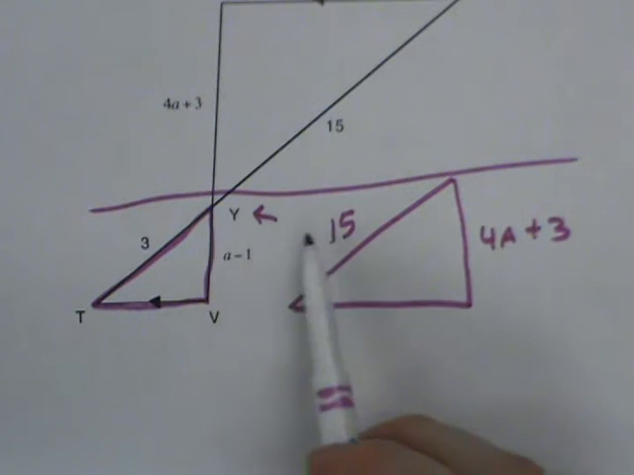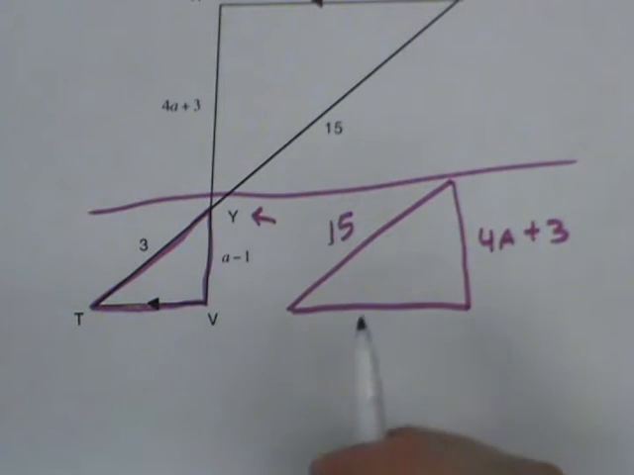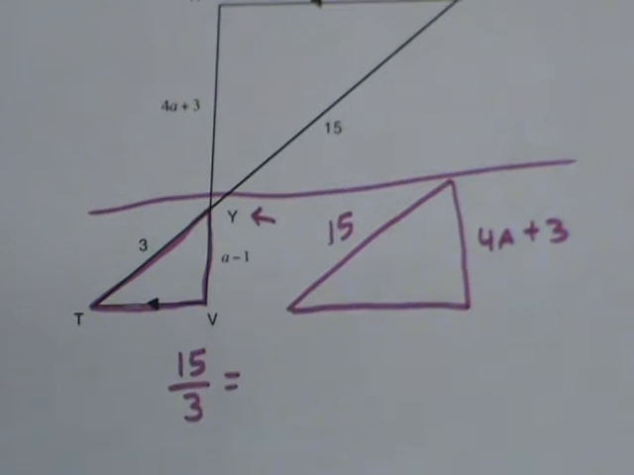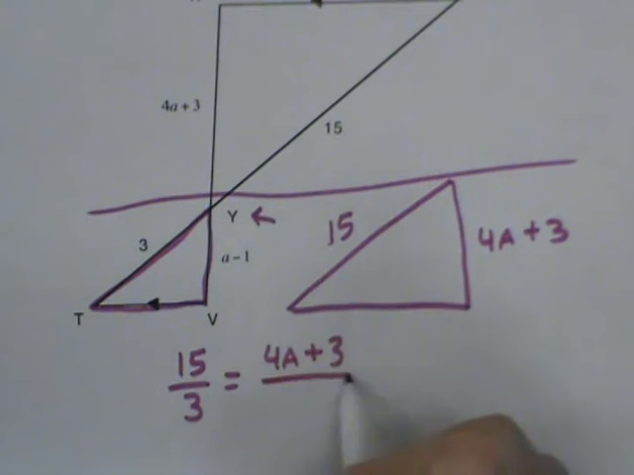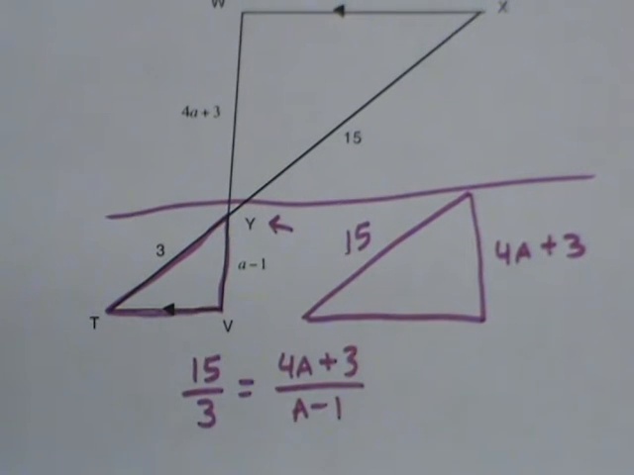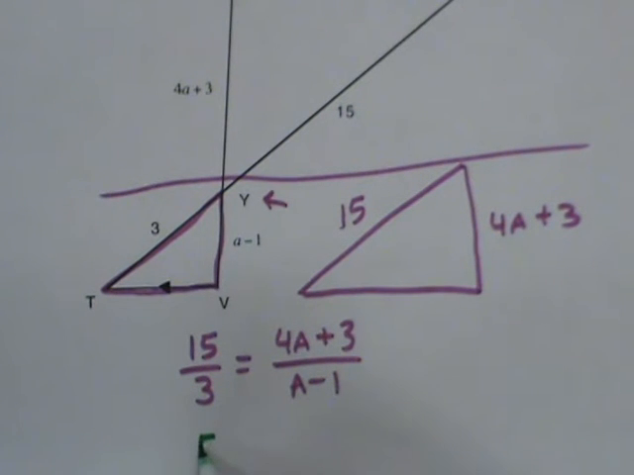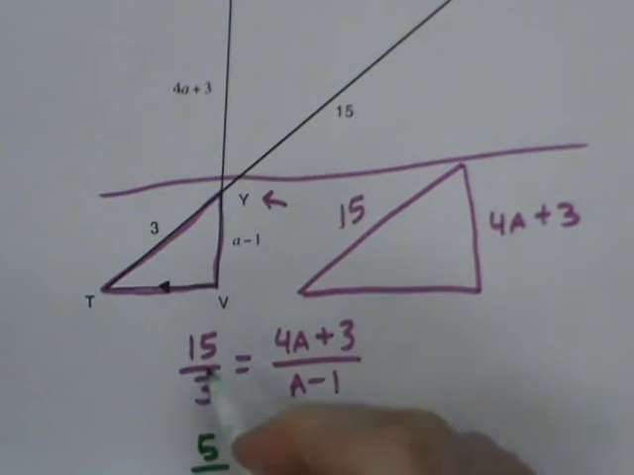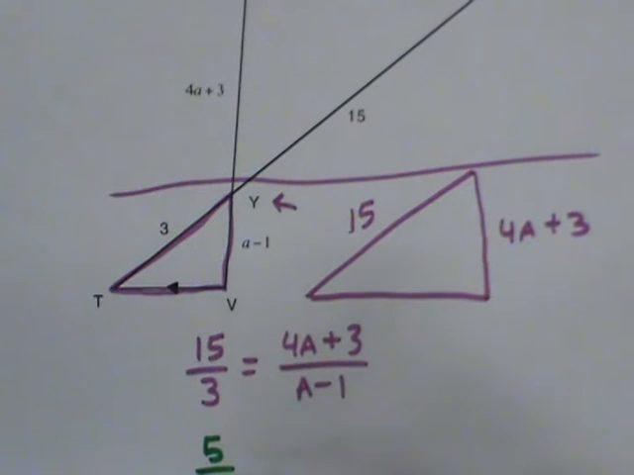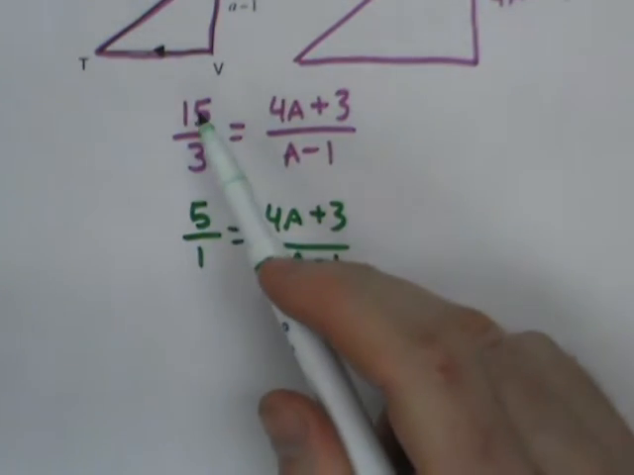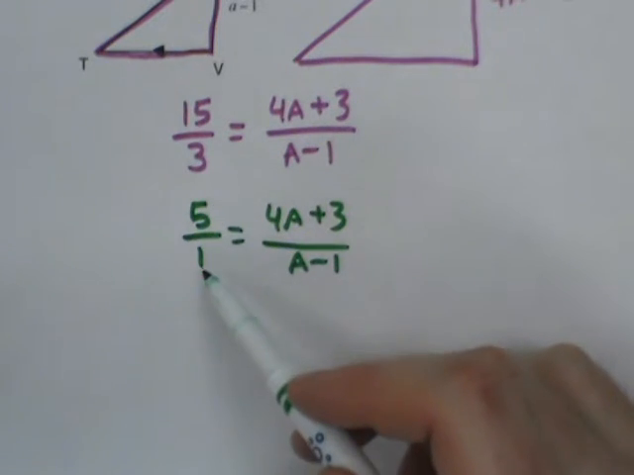Again, I like looking at those numbers that I can reduce. If I can reduce them, I'm going to go after those. I'm going to say 15 is to 3. Now because I started here, I have to start here as well. As 4a plus 3 is to a minus 1. If I can reduce my number, I will. In this case, I can. So I'm going to call this 5 over 1. I'm dividing top and bottom by 3. 5 is to 1, as 4a plus 3 is to a minus 1. I reduced this. I divided top and bottom by 3, so I went 5 is to 1.